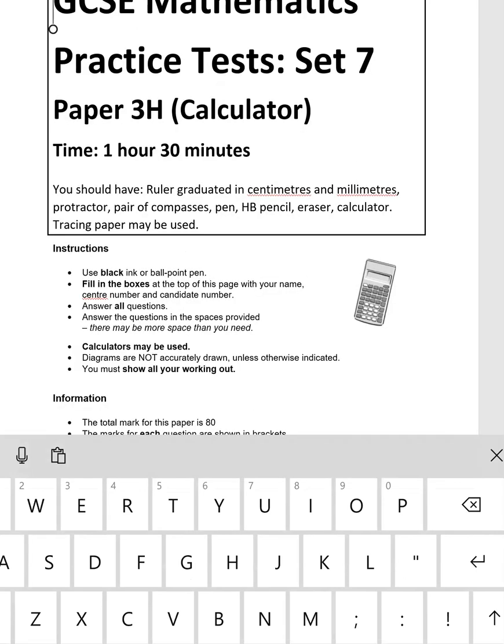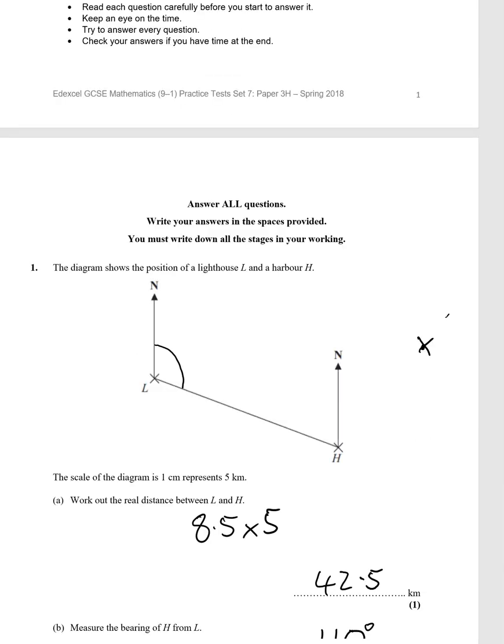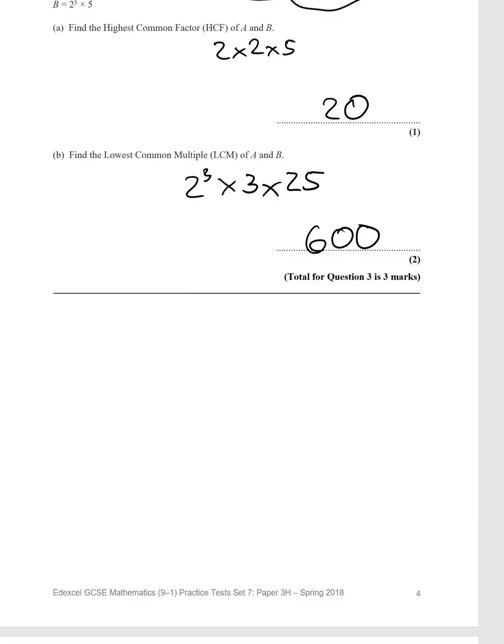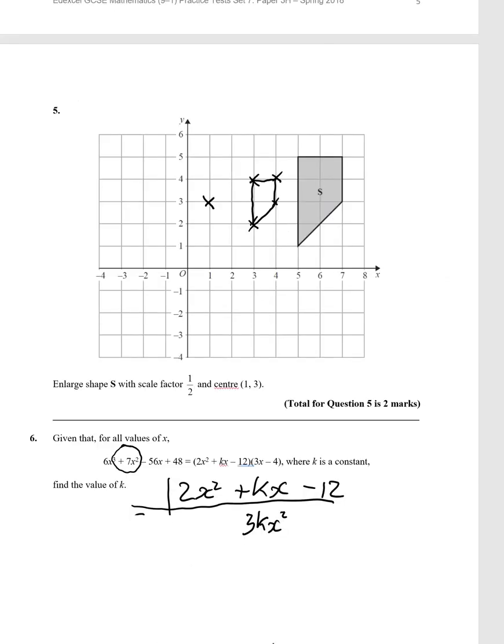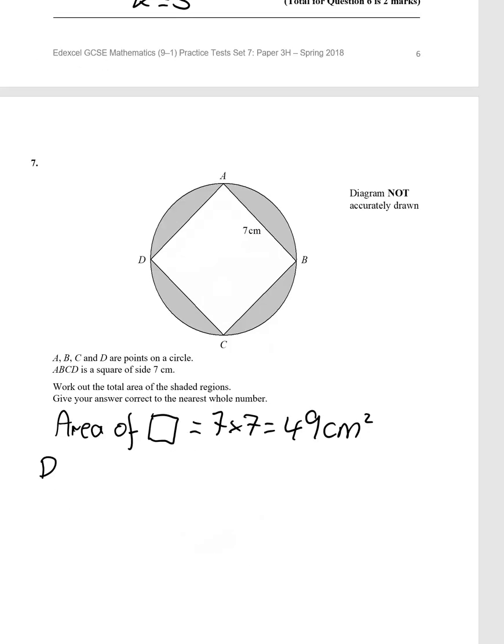Our diameter is equal to, bear with me, our diameter is equal to, you have to do a bit of Pythagoras, so it's the square root of 7 squared plus 7 squared. So our diameter is root 98. So now we can do the area of our circle.